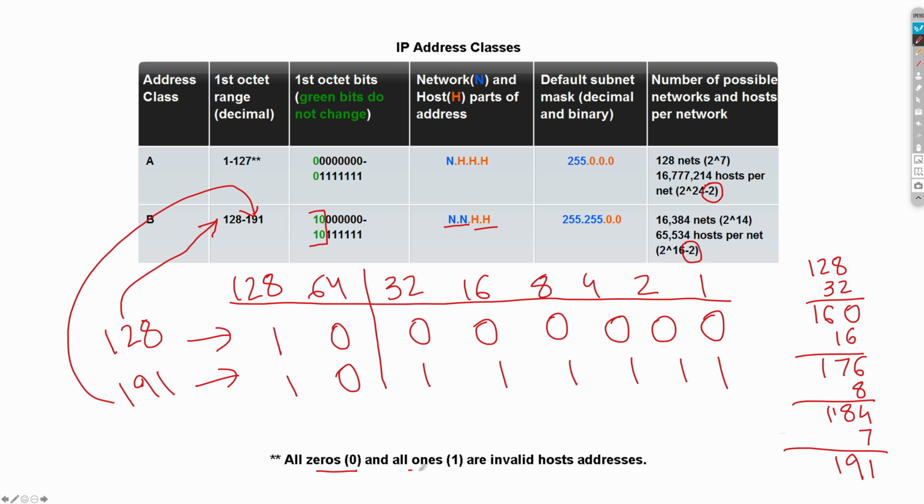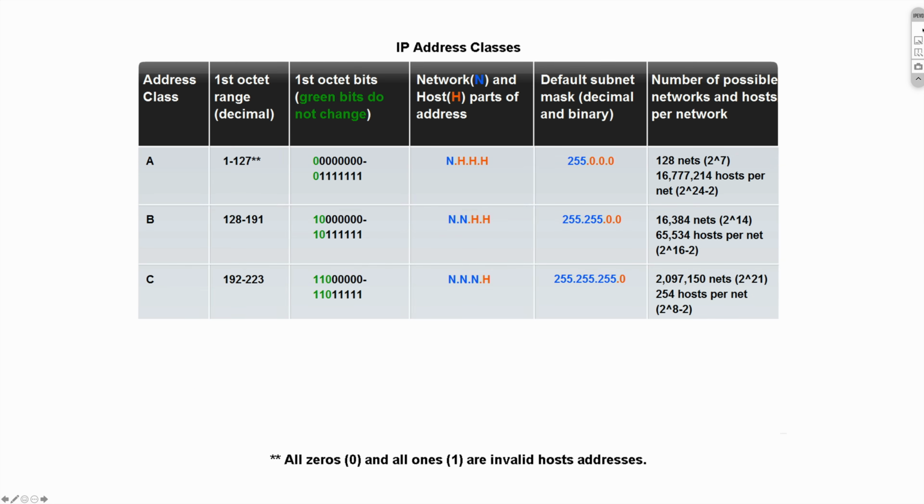all zeros and all ones are invalid host addresses, meaning none of the network devices, routers, switches, IP phones, desktops, laptops, you name it, any network device in your network cannot be programmed with all zeros and all ones as the host address, because these values are reserved by the RFC to be able to identify the network address and the broadcast address. Next, we look at Class C.